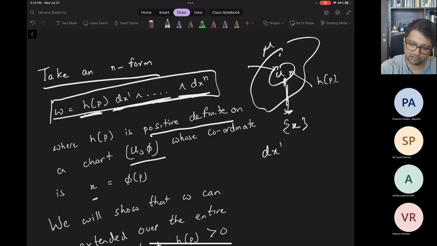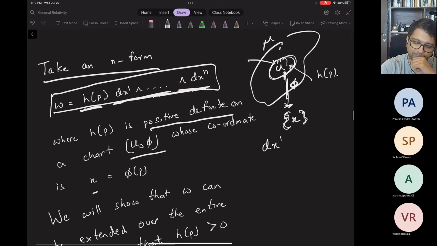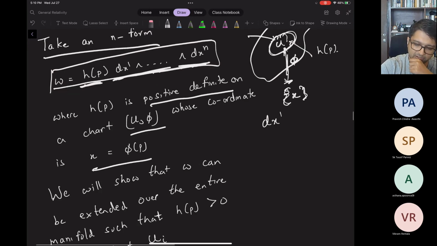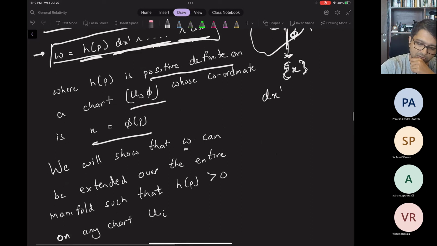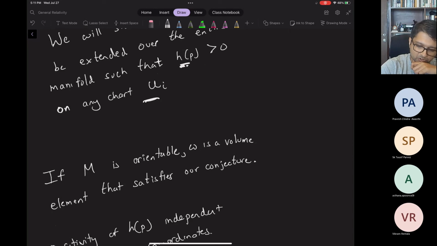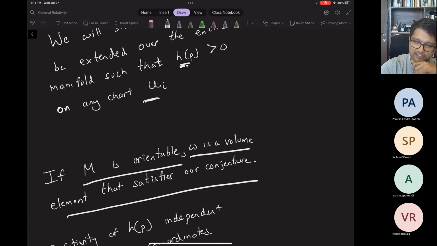More formally, we have a function phi which maps us from this coordinate patch or this chart to coordinates x, where x is phi of p. Now, what we're basically going to show is that this omega can be extended over the entire manifold in such a way that this prefactor h(p) will be greater than 0 on any chart U_i.